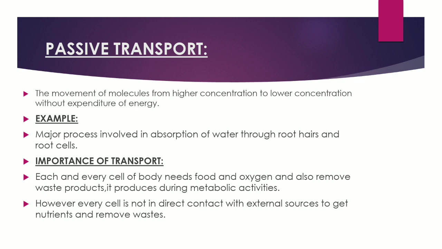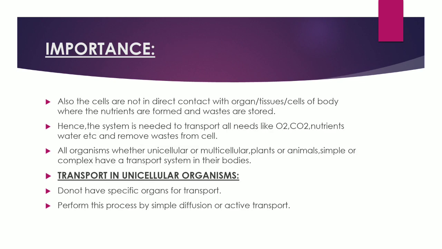The importance of transport is that each and every cell of our body needs food and oxygen, and also needs to remove waste products. The waste products are the products which are produced during the metabolic activities. However, every cell is not in direct contact with the external sources to get nutrients and remove waste. Also, the cells are not in direct contact with organs, tissues and cells of the body where the nutrients are formed and waste is stored. So a system is needed to transport all needs like oxygen, carbon dioxide, nutrients like water, etc., and remove waste from the cell.